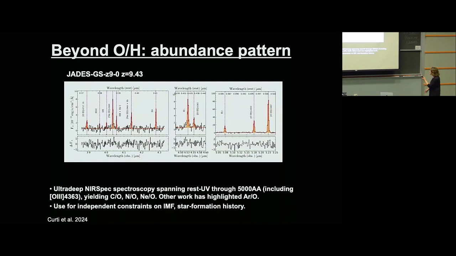And this is a really nice paper by Curti et al. doing abundance ratios at redshift 9.4. And we also know that these abundance patterns have been investigated in GN-z11 at redshift 10.6. Okay, so this is just truly spectacular.